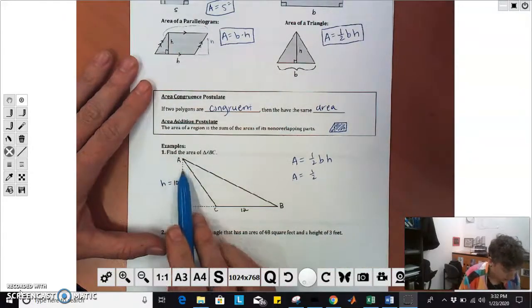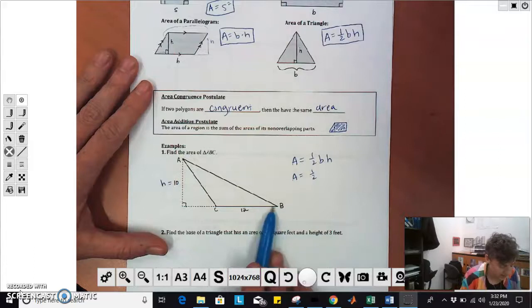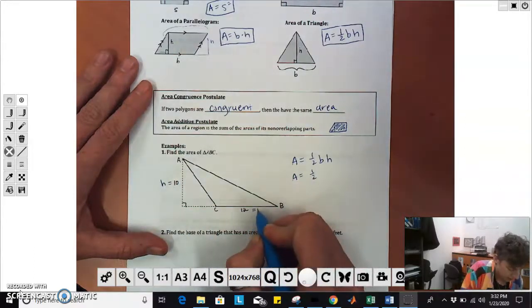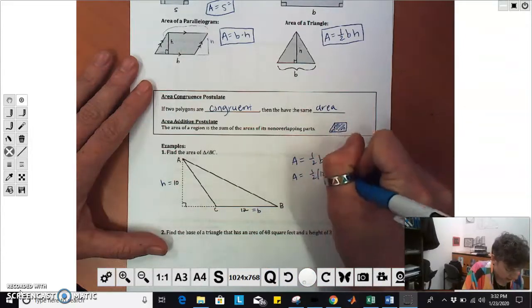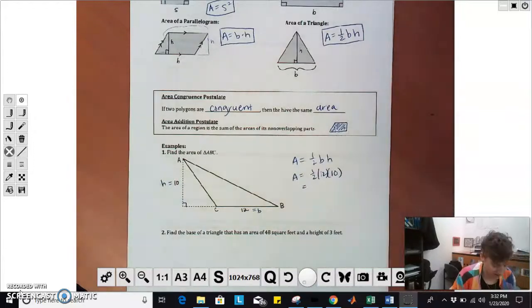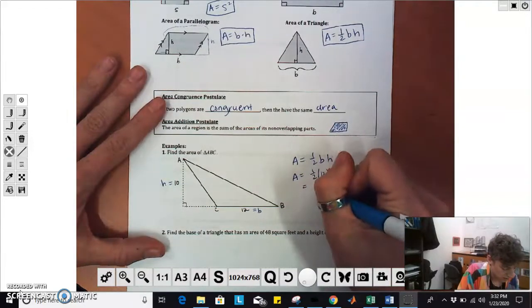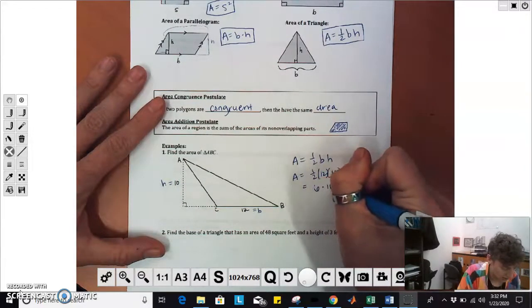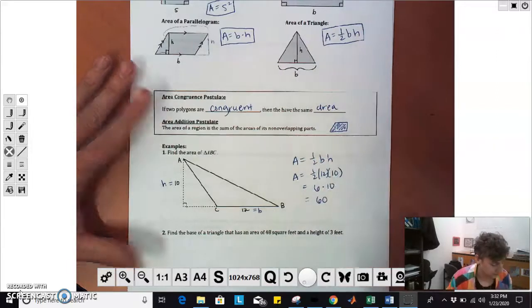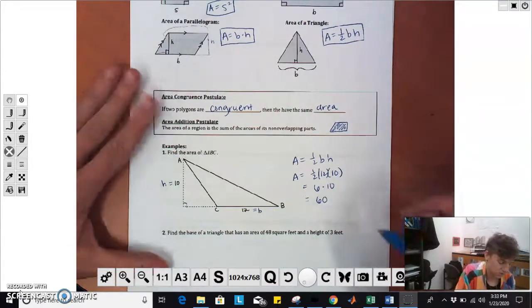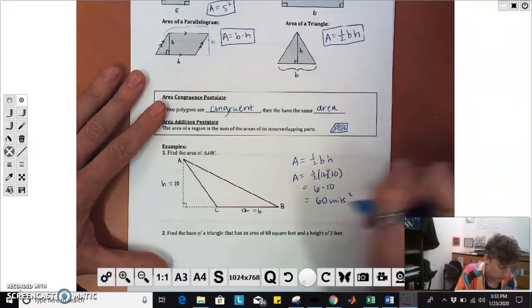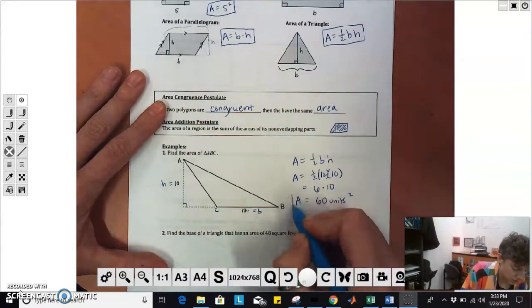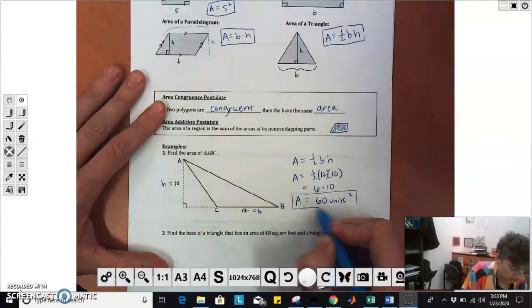And that height is perpendicular to, if we extended it, the base, which is 12 units long. So let's plug those in. 1/2 times 12 times 10. Well, what's 1/2 of 12? That's definitely 6. What's 6 times 10? That's 60. They didn't give us any units, so we're going to call it units. And it's area, so it's squared. Area is 60 units squared.